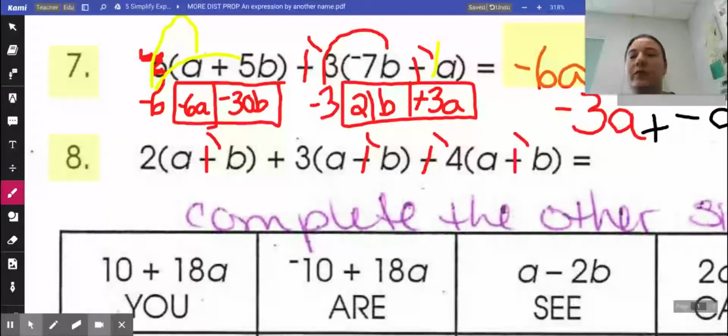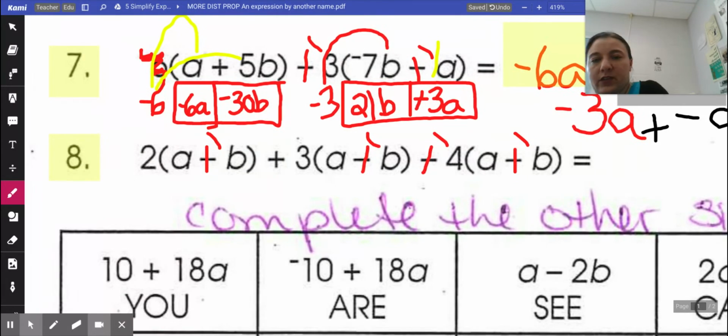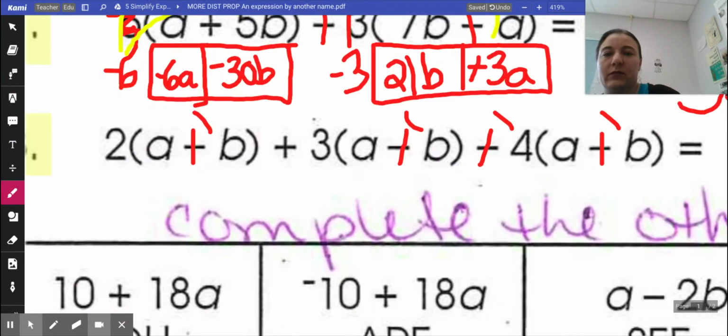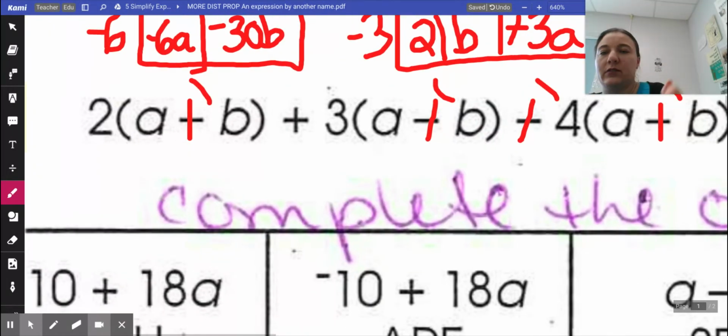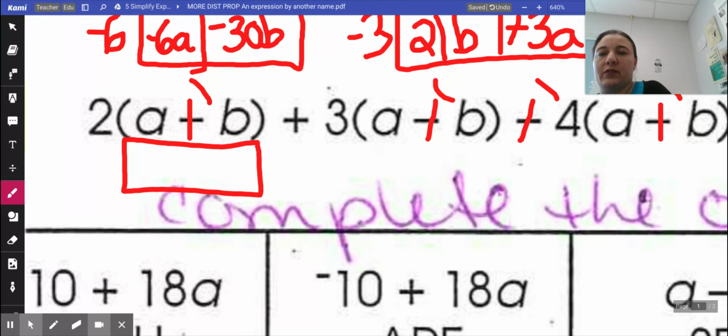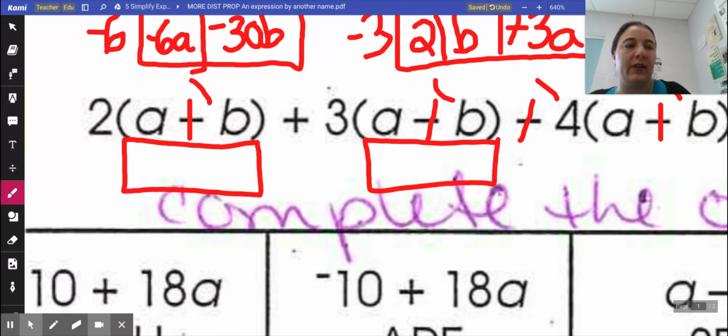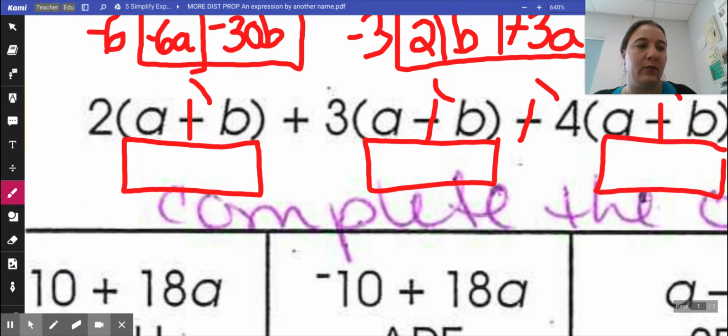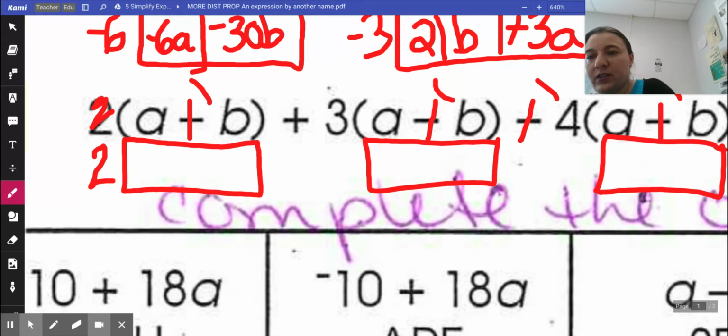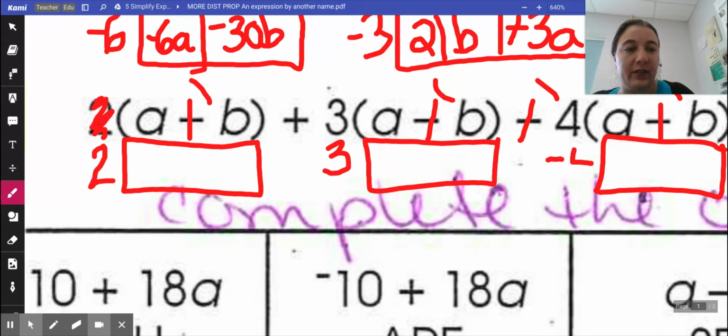I am running out of a little bit of room here. I don't care. I can do this. Lovely. There's zoom. I'm going to put boxes underneath every parenthesis. I'm going to put the term that's being distributed and touching the parenthesis right next to the box. Then remember, this is a negative 4. Don't forget the negative sign.